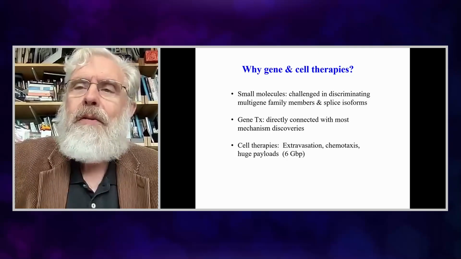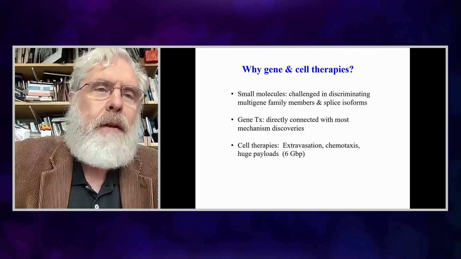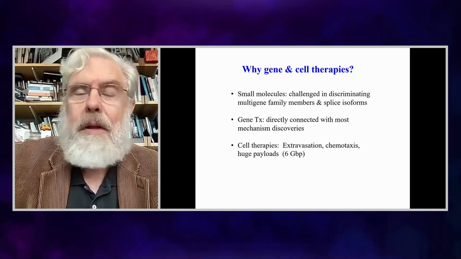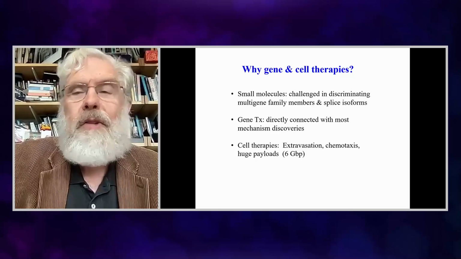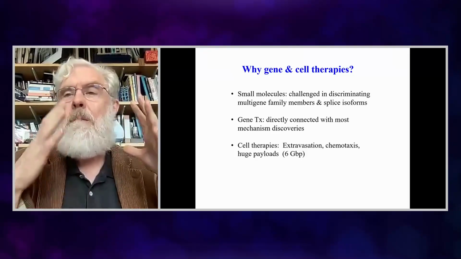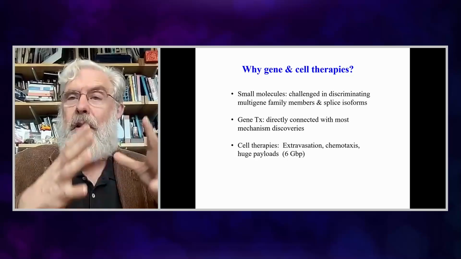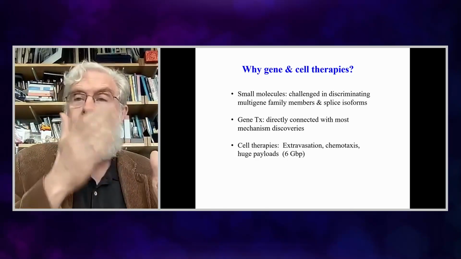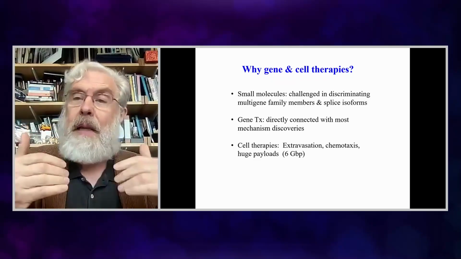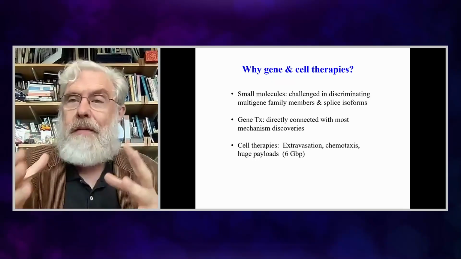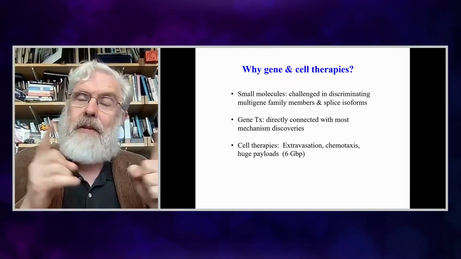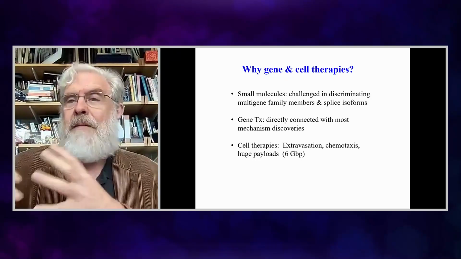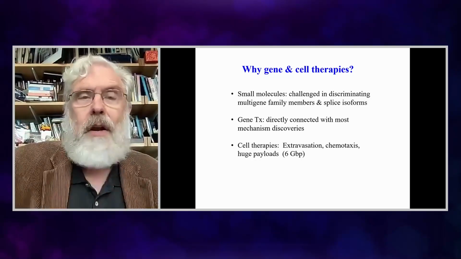So why focus on gene and cell therapies? Now we can think of small molecules as the most historically pharmaceutical approach, but they are challenged in discriminating members of a family. Almost all of these are targeted at proteins that are members of gene families, where there will be many proteins that are related to each other, but they have different tissues they're expressed in, and slightly different regulation. And then there are things called splice isoforms, where it's the same gene, but there are many variations on it, in the way it's spliced together at the RNA level.